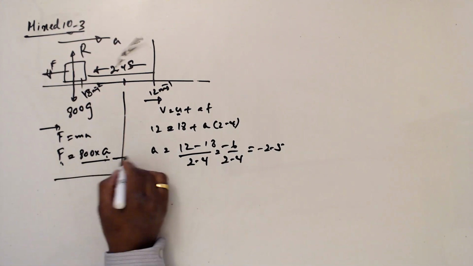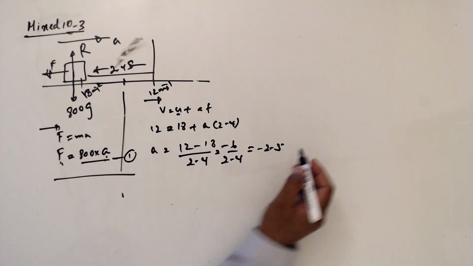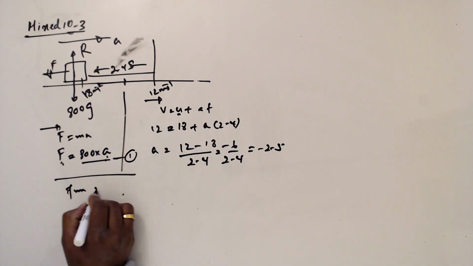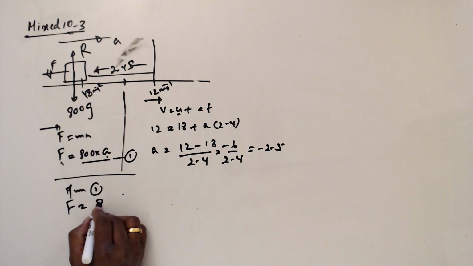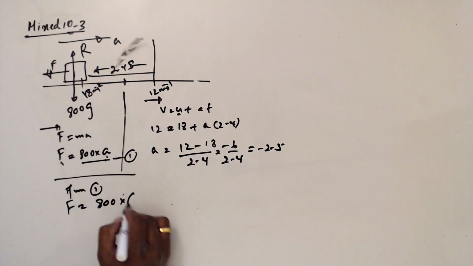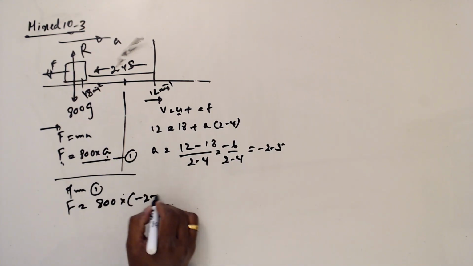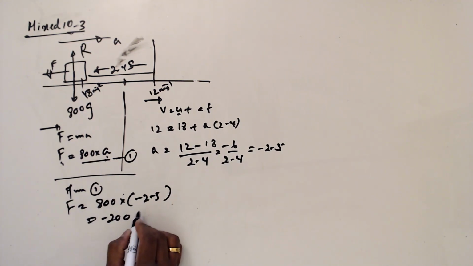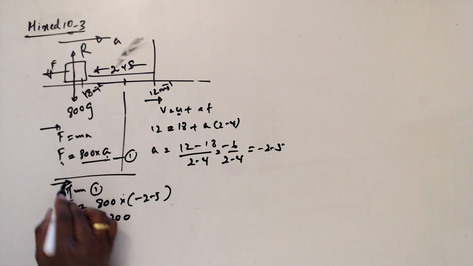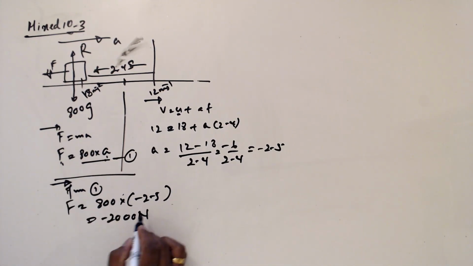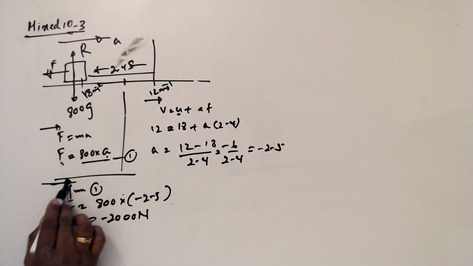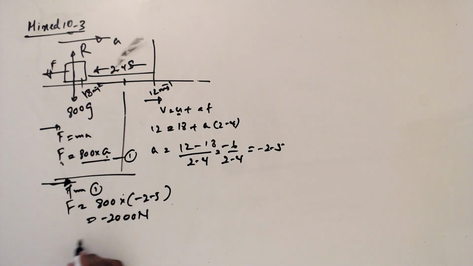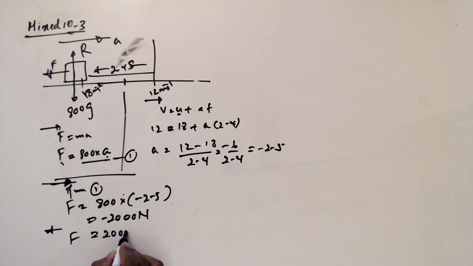Now this is 1. Now from 1 we can write F equal 800 times a. Now we know a is minus 2.5, that is minus 2000 Newton in this direction. It means for this direction it is 2000 Newton.